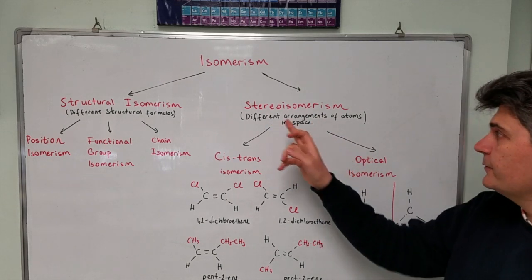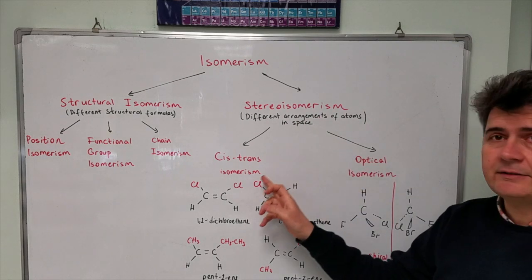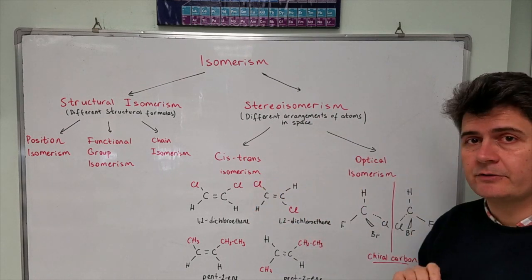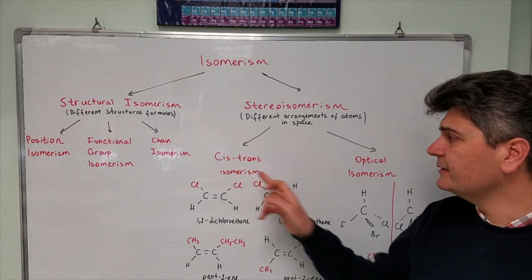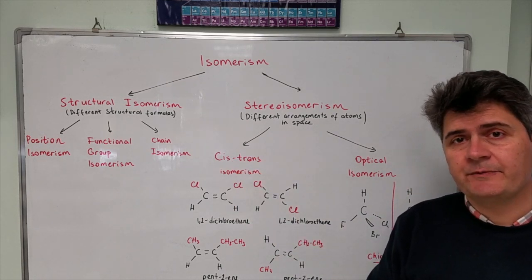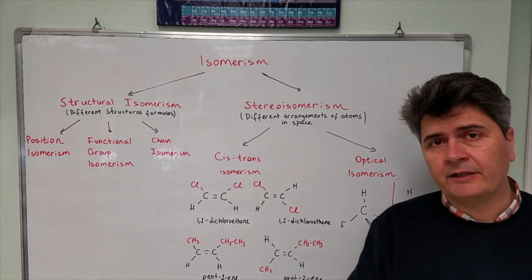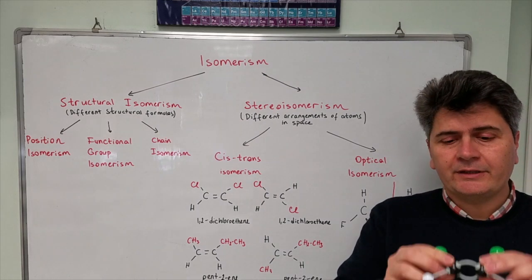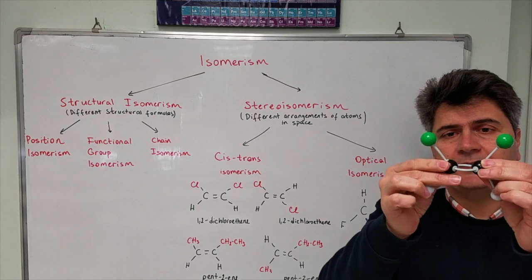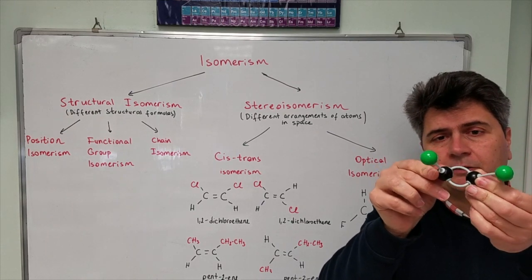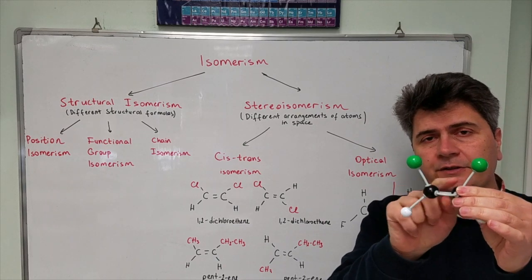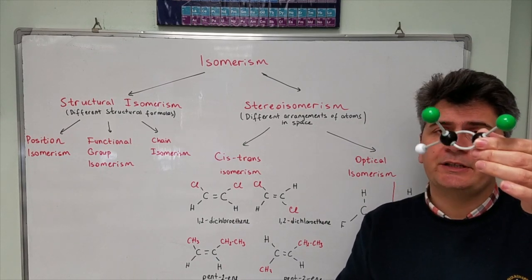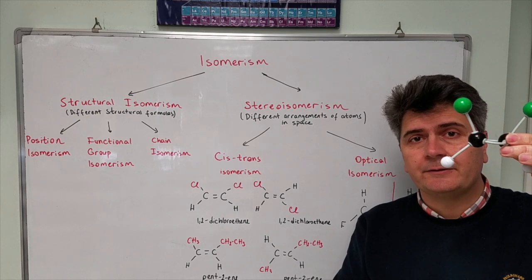There are two kinds of stereoisomerism, cis-trans isomerism and optical isomerism. Let's check them one by one. Cis-trans isomerism is an isomerism which is seen only and only in alkenes. When you have a look at this molecule, you'll see that it is an alkene molecule. Two carbon atoms, so it is ethene. I have two chlorines on the first and on the second carbon atom, so it is 1,2-dichloroethene.